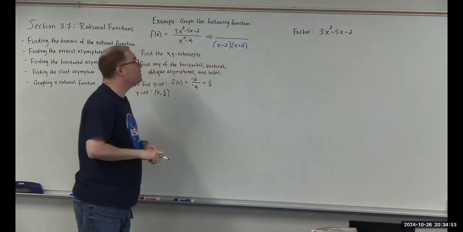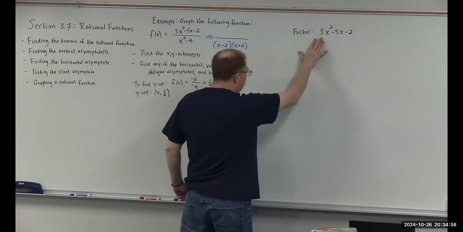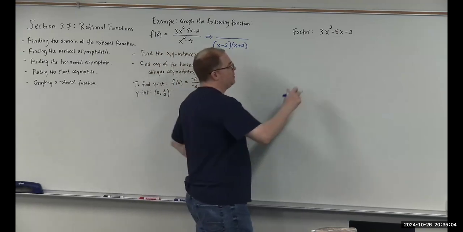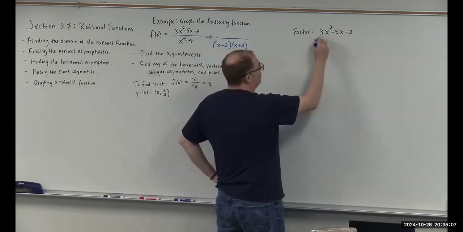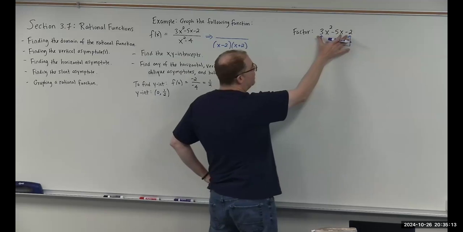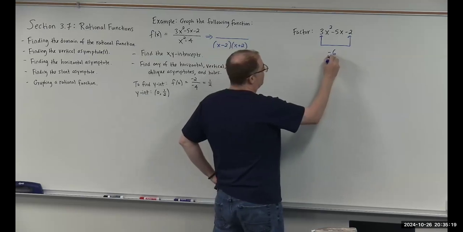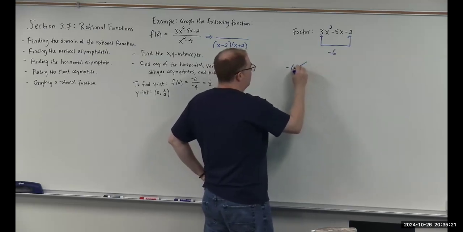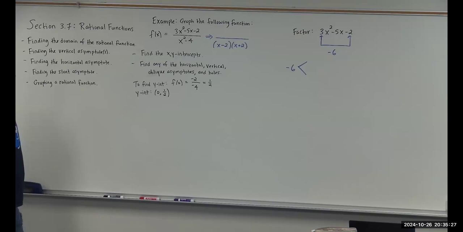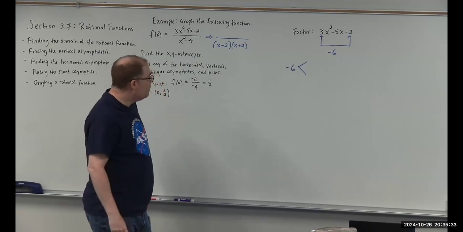If we want to factor something like this, notice that there's a 3 in front of x squared now. It's not just simply 1. There's a technique to do this. What we do is we take 3 times negative 2, so we multiply those, assuming this is in descending order. This is going to give us negative 6, and we look for factors of negative 6 that add up to negative 5.